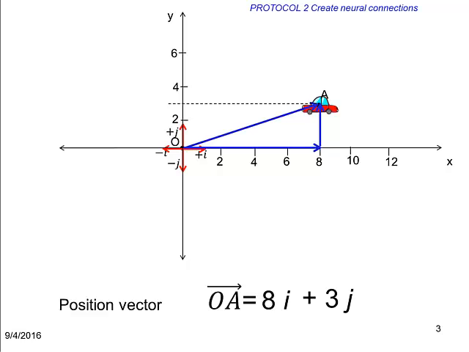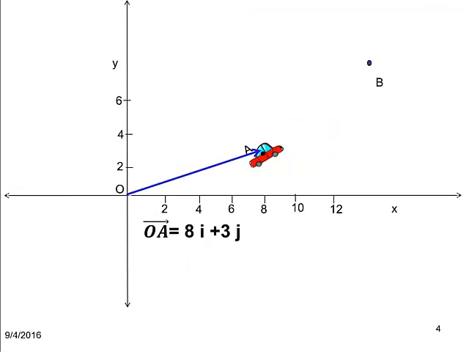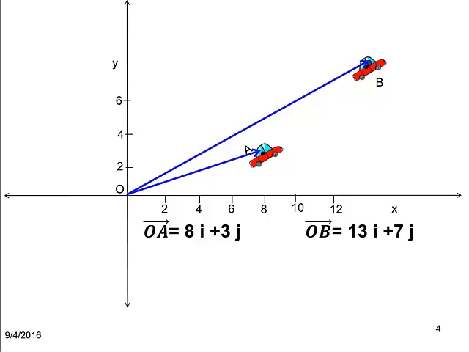The simple meaning of this representation is that the position of the car can be identified by moving 8 units in the positive i direction from the origin, and then 3 units in the positive j direction. Now imagine that the car is moving from its parking spot, A, to a different location B. It is clear that the car has a new position vector, OB. Let this position vector OB equal 13i plus 7j.